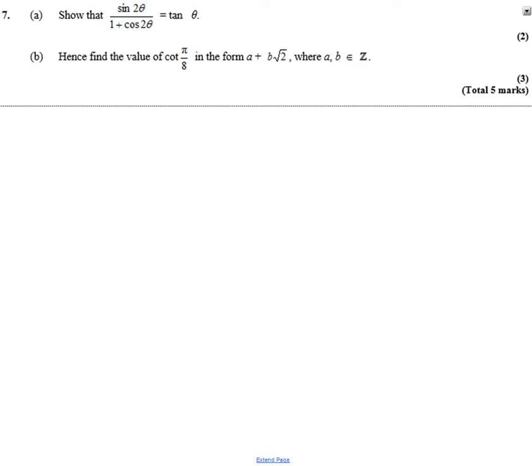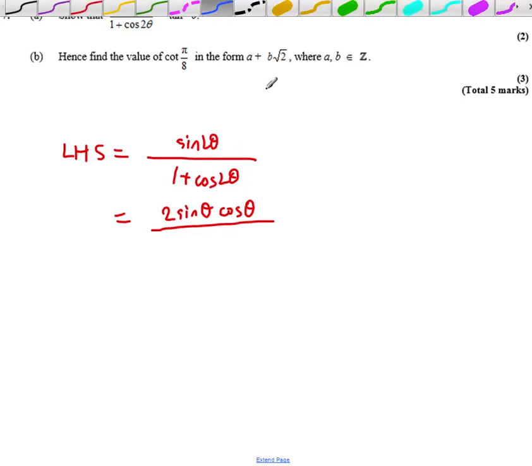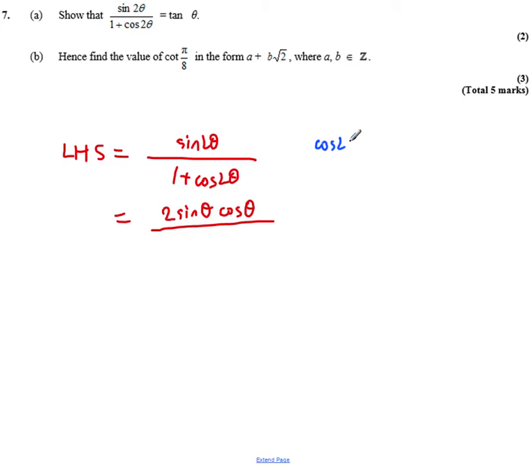Moving on. Show that this is the case. So we're going to start off with the left-hand side and write down what that is: sine 2 theta over 1 plus cos 2 theta. And there's only one expression really for sine 2 theta, which is 2 sine theta cos theta. However, for cos 2 theta, you've got 3 possibilities about what you might write, and it's worth being tactical about which one you use. Cos 2 theta is either cos squared theta minus sine squared theta, or it's 2 cos squared theta minus 1, or it's 1 minus 2 sine squared theta.